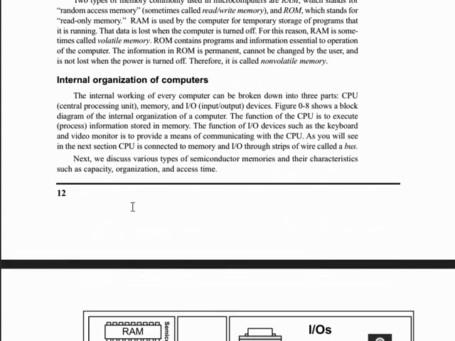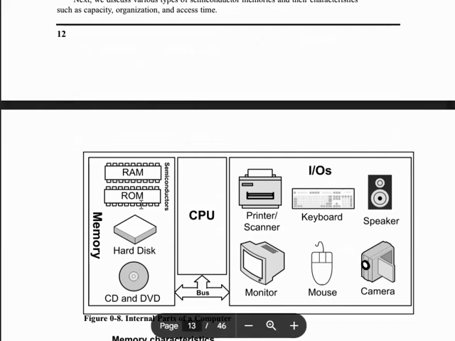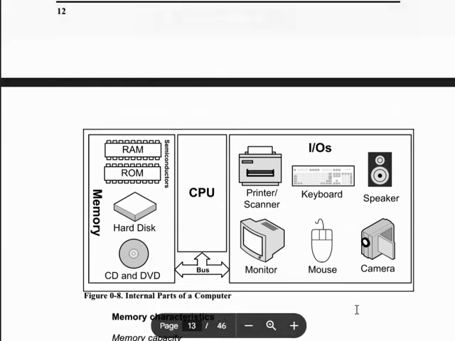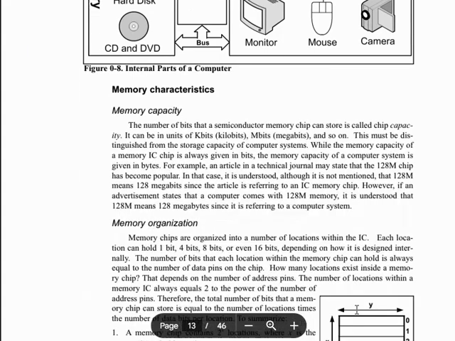Internal organization of memories. The internal working of every computer can be broken into three parts: CPU, central processing units, memories, and the input-output devices. Here we see the RAM and ROM, which is the memory part. This is the CPU. These are the input-output things we can touch and see.